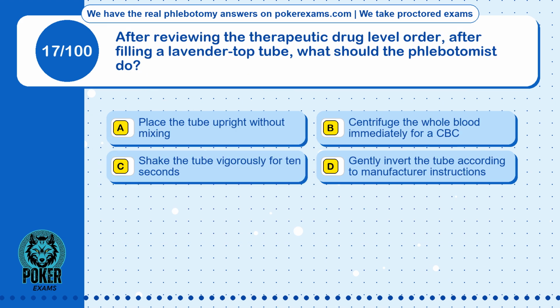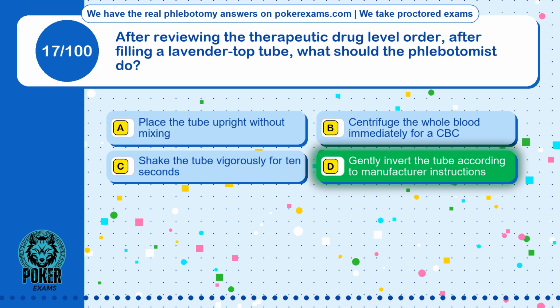Question 17. After reviewing the therapeutic drug level order, after filling a lavender top tube, what should the phlebotomist do? Option A, place the tube upright without mixing. Option B, centrifuge the whole blood immediately for a CBC. Option C, shake the tube vigorously for 10 seconds. Option D, gently invert the tube according to manufacturer instructions.